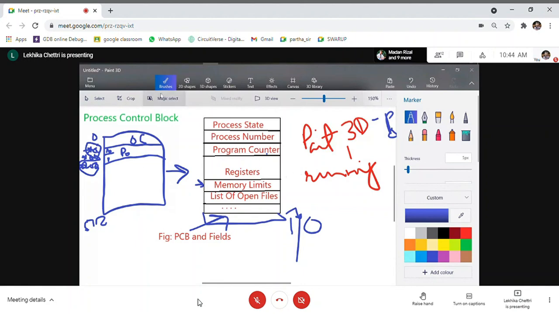The moment I open this Paint 3D, the process must make sure whether I have the keyboard and mouse or not, and whether it can read them through the drivers. If the driver is not installed, even if I have the devices, it will not be able to use them. So the input output resources that a particular process needs to complete a task also have to be listed and stored in the PCB.